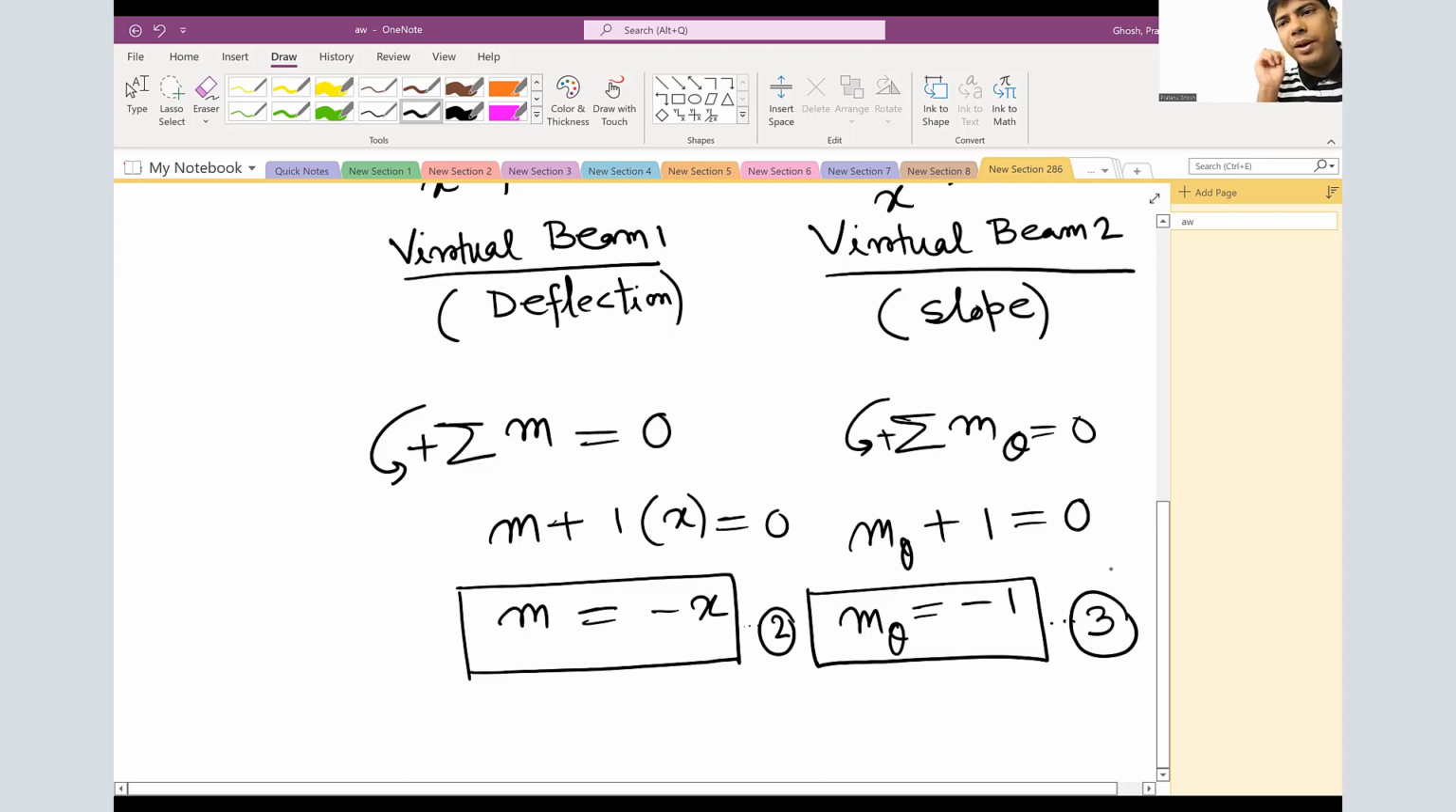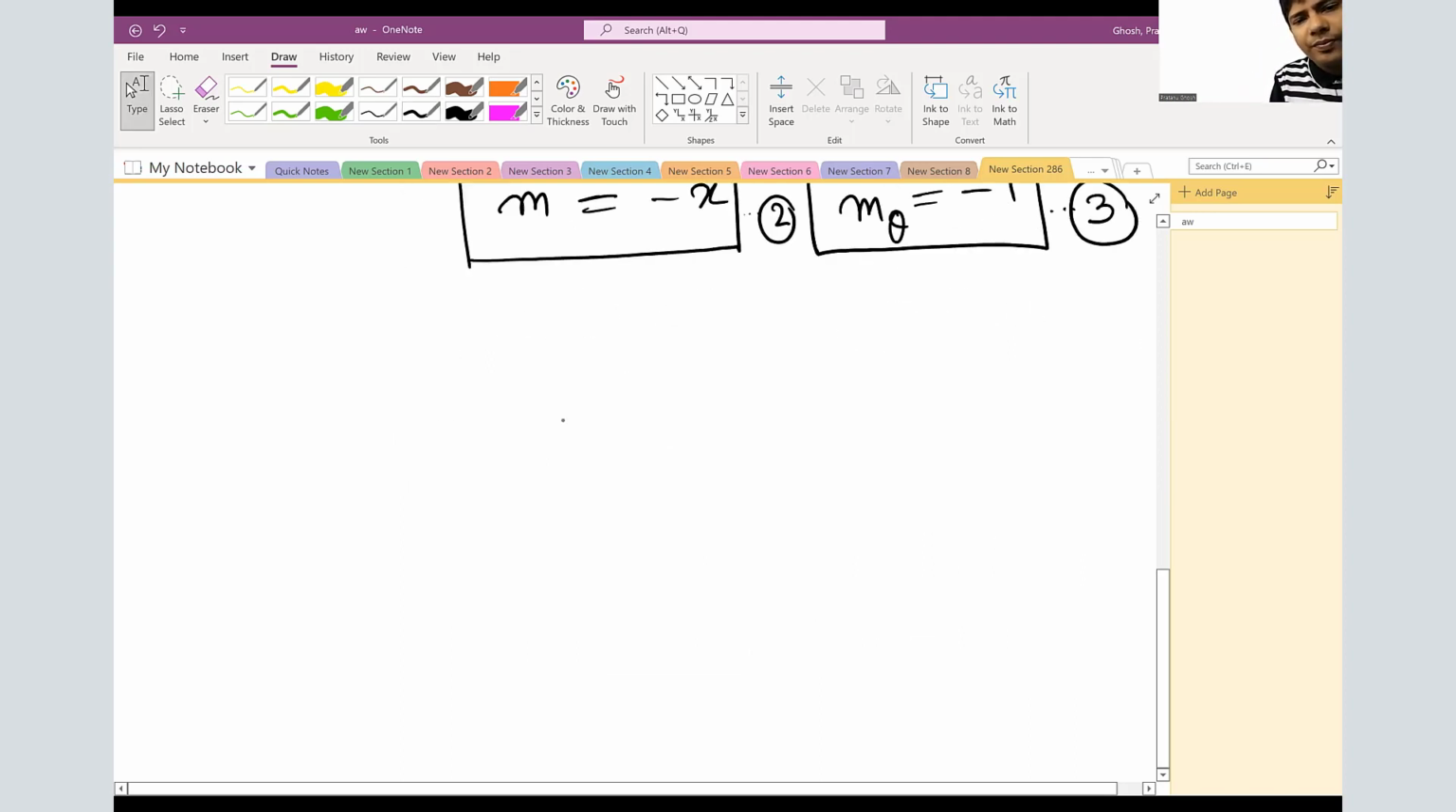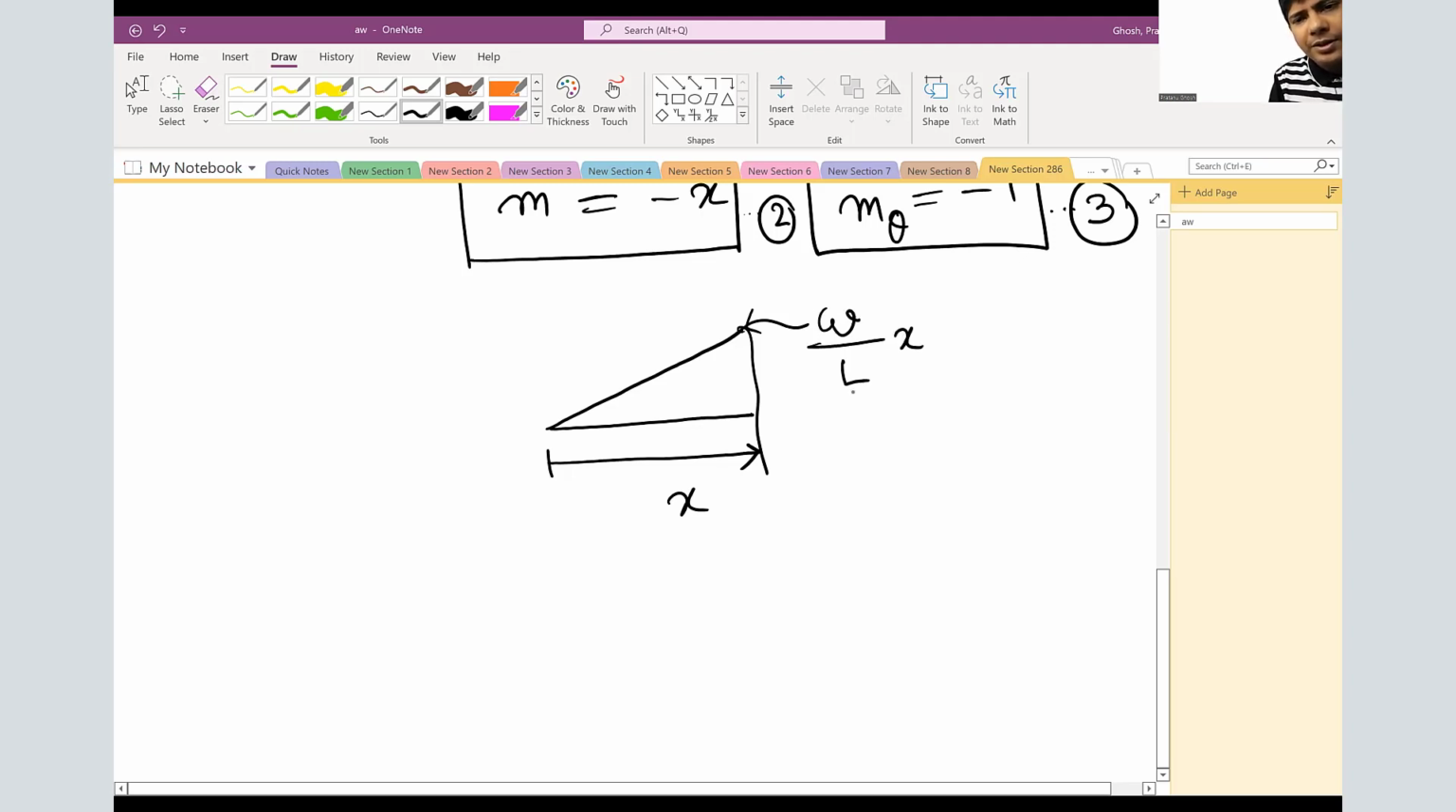Now we'll work on the real moment. So we'll cut at a distance x, remember? Same way. So what will be your new height? By similar triangle proportion, W over L times x. And your new equivalent concentrated load will be the area of the triangle, half, height is W over L times x and base is x. And the distance from the cut section is x over 3.